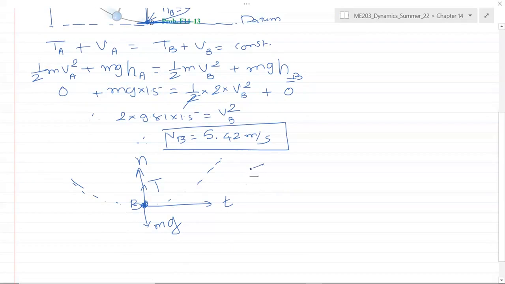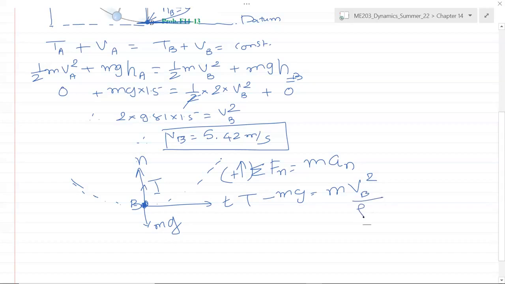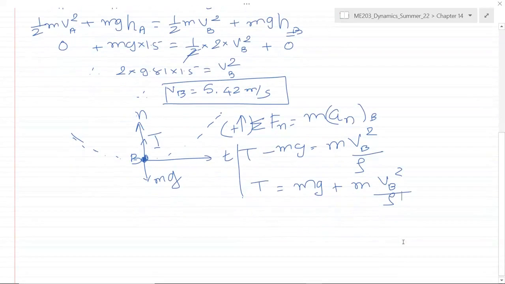Now we can apply the sum of forces equation, because tension acts along the normal direction. So the sum of forces along the normal direction is equal to mass times normal acceleration. Going up is positive. That means T is positive because it's in that direction, minus mg is negative, equals m vB squared divided by the radius of curvature, because this is applied at point B. So T is equal to mg plus m vB squared divided by the radius of curvature.